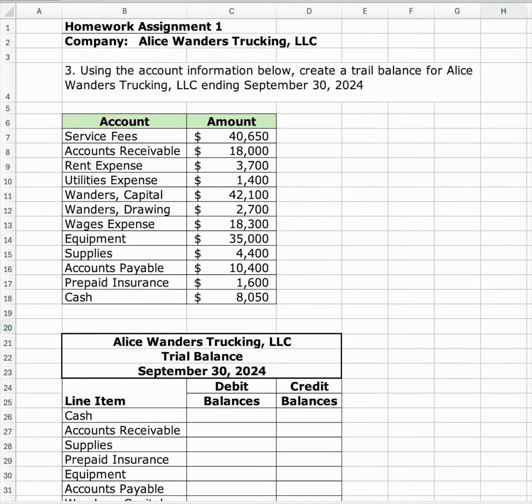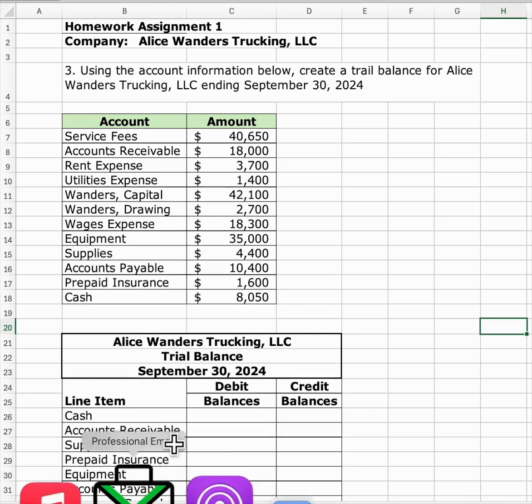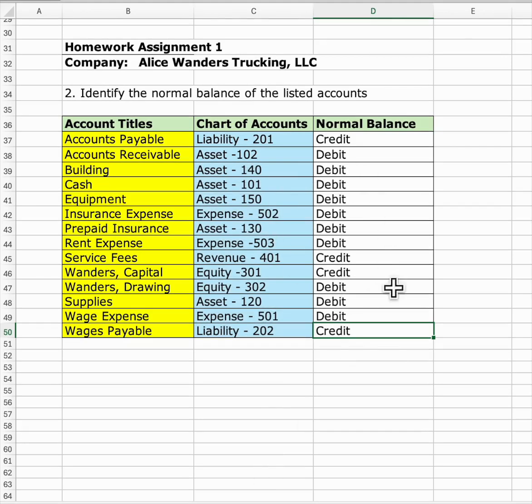All right, so we are now going to do a trial balance for Alice Wanders Trucking. Now, in the last video, I showed you how to identify where the normal balances are, either credit or debit for accounts. Let me click over and show you really quickly from the last video. Here is where we set up normal balances.